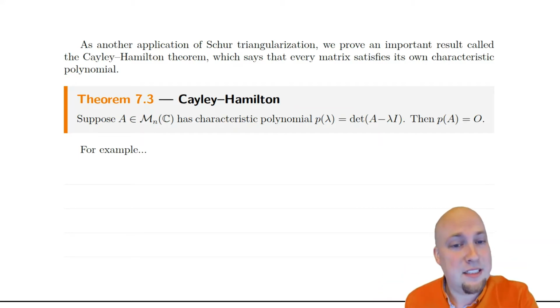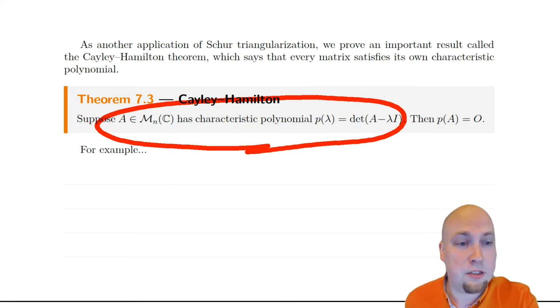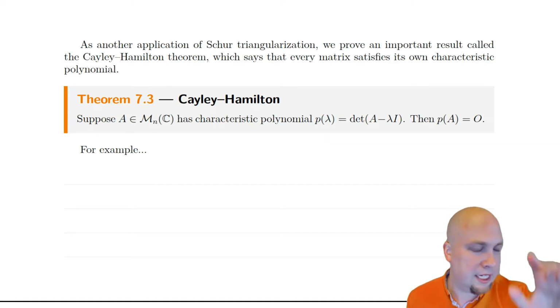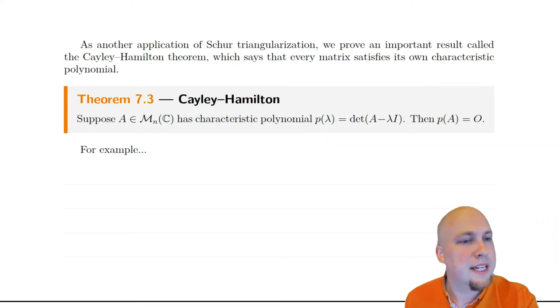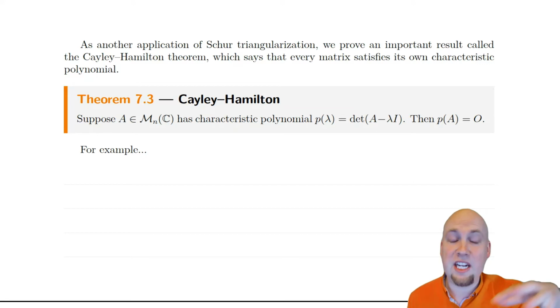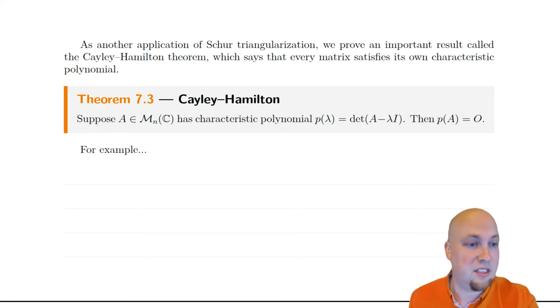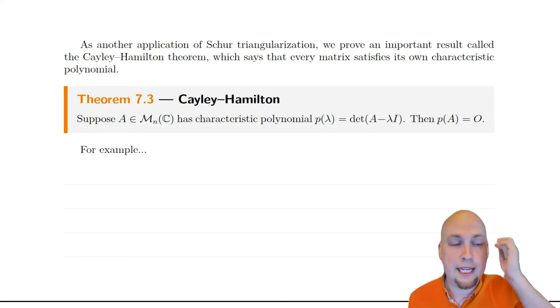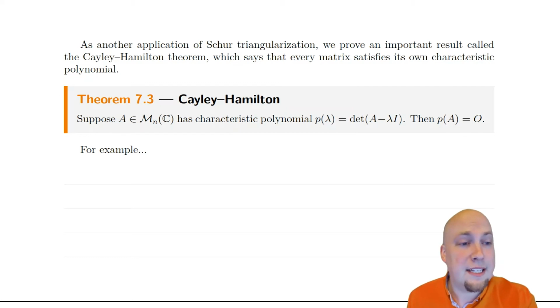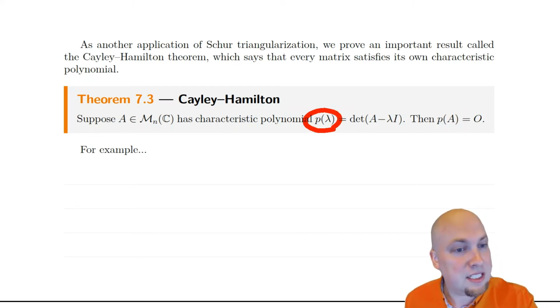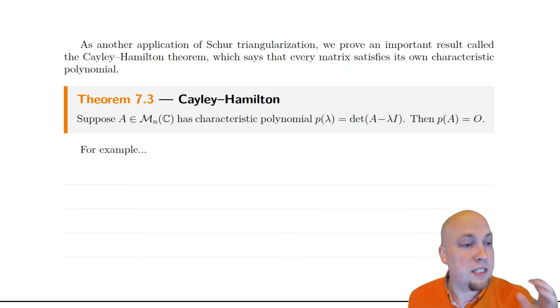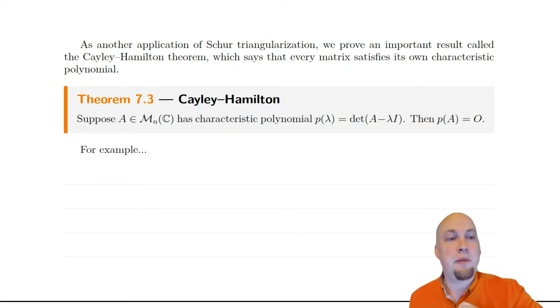What it says is if you've got a square complex matrix with characteristic polynomial equal to whatever it is, so remember the characteristic polynomial, it's the polynomial that you construct to find the eigenvalues of a matrix, so it's this determinant of A minus lambda I. Well, what the theorem says is if you plug the matrix A itself into this polynomial, you're always going to get the zero matrix popping out.